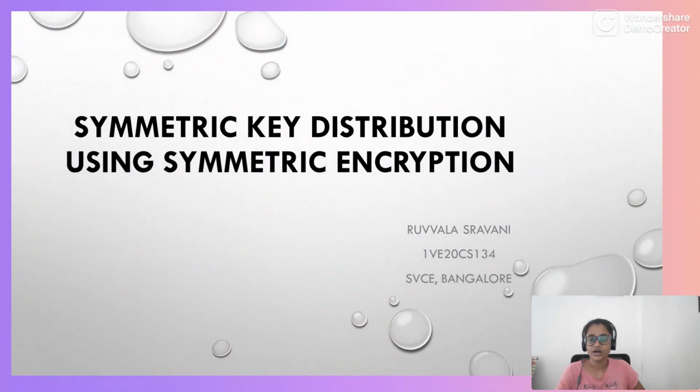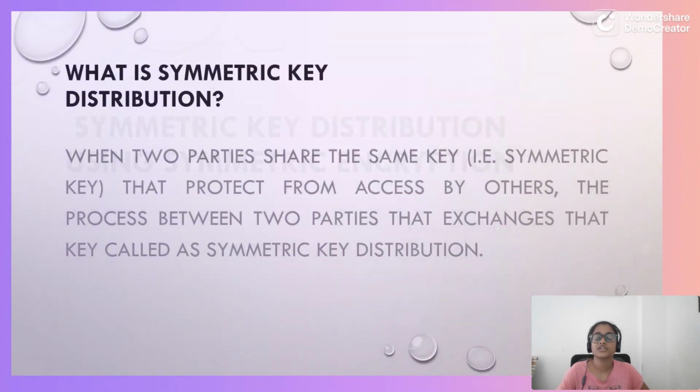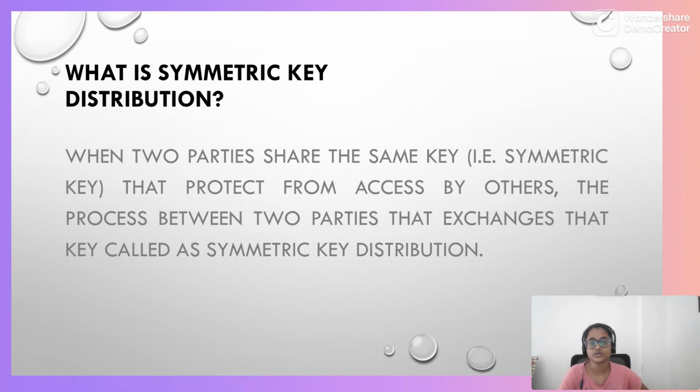Okay, hi all. So in today's video, we'll be talking about symmetric key distribution using symmetric encryption. Before we get into the details, let's see what the definition of symmetric key distribution is.